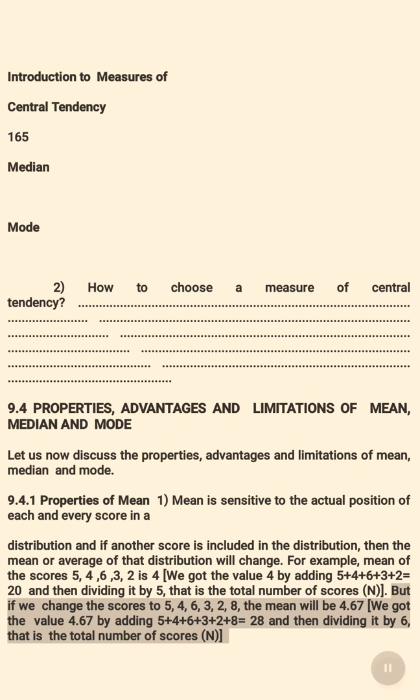But if we change the scores to 5, 4, 6, 3, 2, 8, the mean will be 4.67. We got the value 4.67 by adding 5 plus 4 plus 6 plus 3 plus 2 plus 8 equals 28 and then dividing it by 6. That is the total number of scores, n.